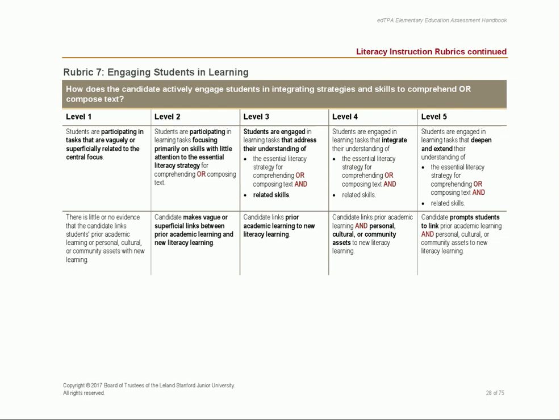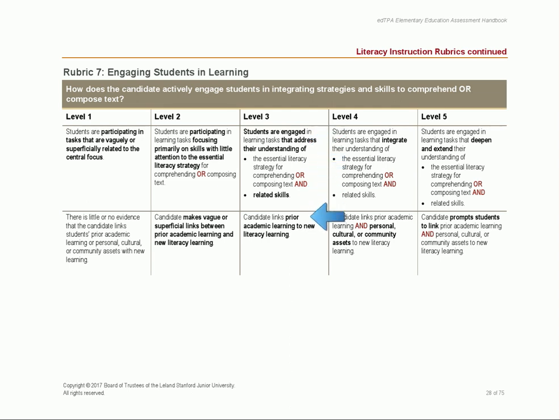For the 7th rubric, engaging students in learning, how does the candidate actively engage students in integrating strategies and skills to comprehend or compose text? Okay, so what are you doing to get kids to do what you care them to do in this learning segment? So let's look at 3. 3 says students are engaged in learning tasks that address their understanding of the essential literacy strategy and related skills. It's always the pair, essential literacy strategy, related skills. So kids are doing the thing that you've asked them to do.